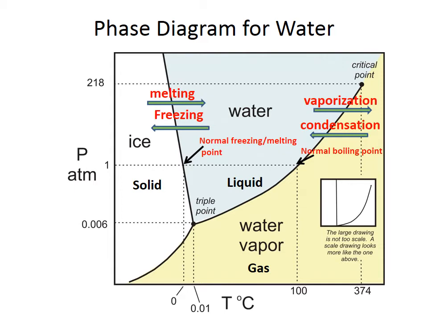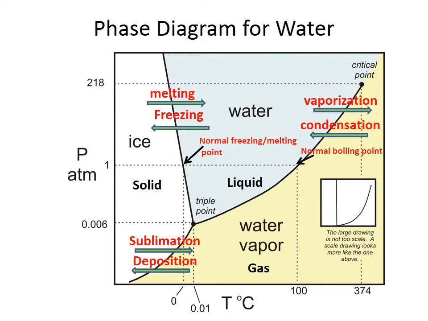Okay, and then let's look at what happens when we go from a solid to a gas, or a gas to a solid. Going from a solid to a gas is called sublimation, and going from a gas to a solid is called deposition. So this line here represents a point where water exists as a solid and a gas, and they're in equilibrium. The gaseous and the solid states of water are in equilibrium.